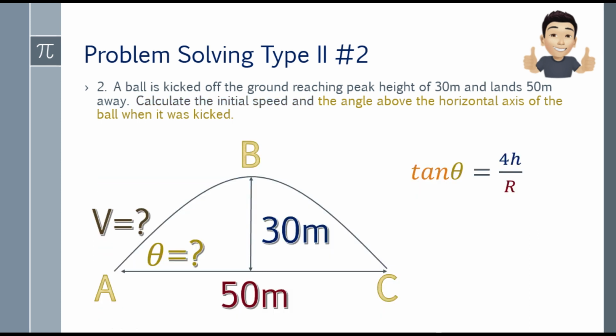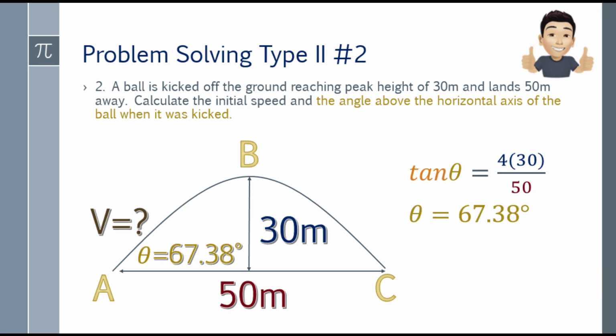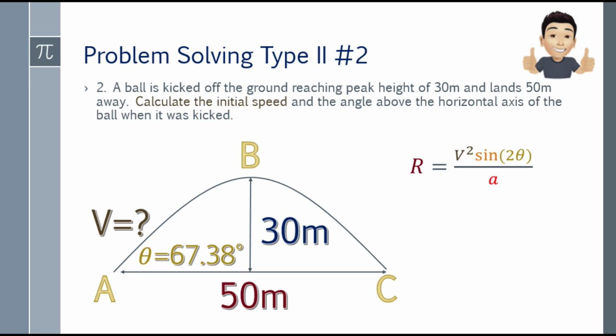And for this one, you can only use this at type 2 problems. Substitute ko na, tangent theta is equal to 4 times 30 over 50. So kunin mo yung sagot niyan, kunin mo yung arctan or inverse tangent, and the answer will be 67.38 degrees. So yung angle na kinik mo yung bola at may range ka na 50 meters and height of 30 meters, the angle is 67.38 degrees. Okay, yung isang part pa ng problem, calculate the initial speed of the ball when it was kicked. So range is equal to v squared sine 2 theta over a. We can use that one.